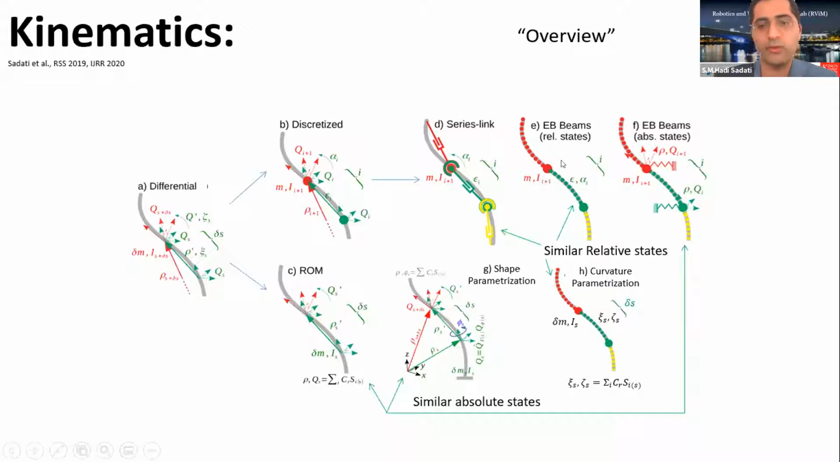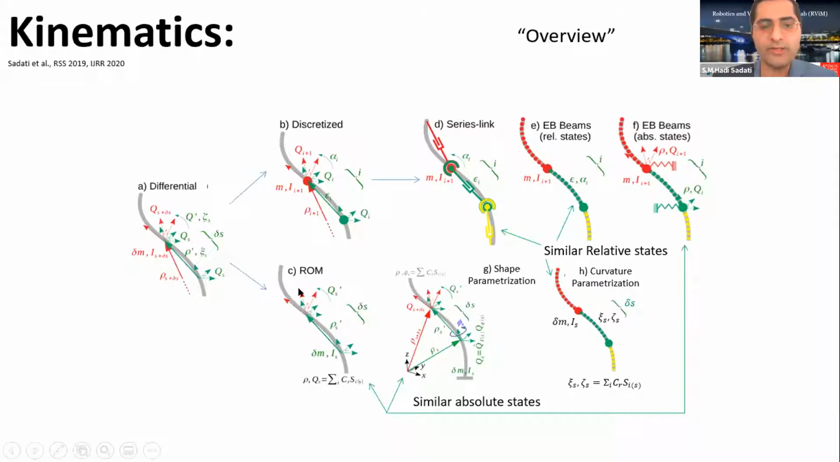So basically, you assume a constant change of curvature and strains along each beam. Or you can do Euler-Bernoulli beams with absolute states. It's basically a finite element approach, but implemented in a unified framework similar to the other representations, so we can later derive the system dynamics and use it for controller design. Euler-Bernoulli with relative states is very similar to series rigid link robots, but Euler-Bernoulli with absolute states is really similar to the finite element approach.